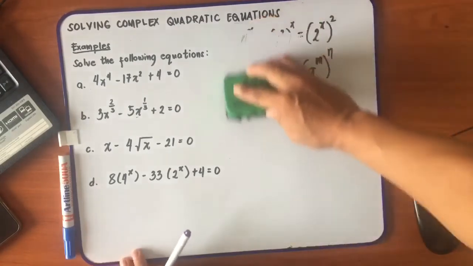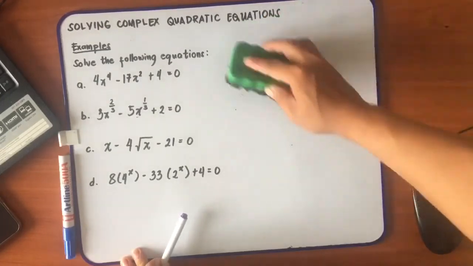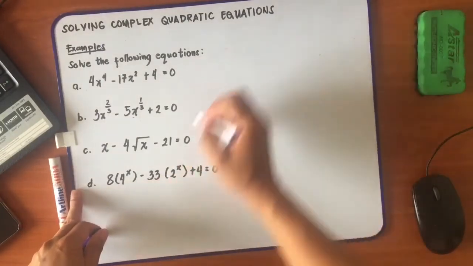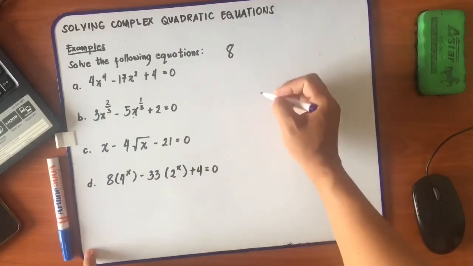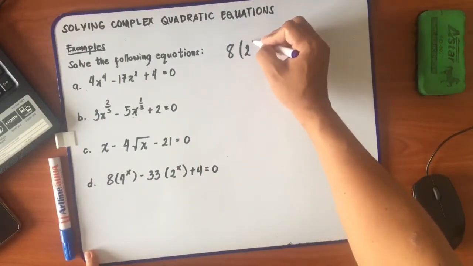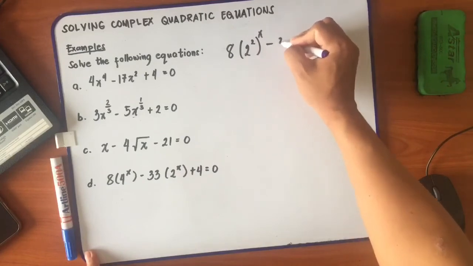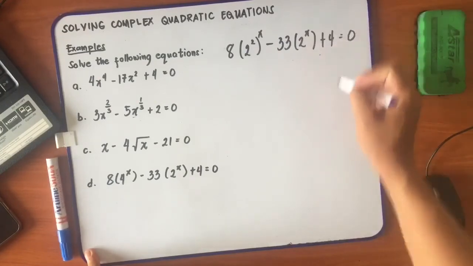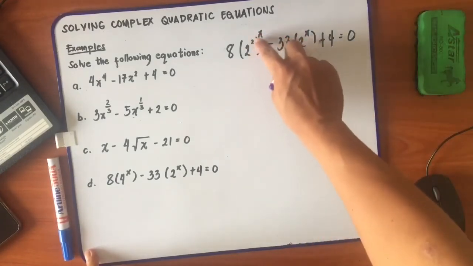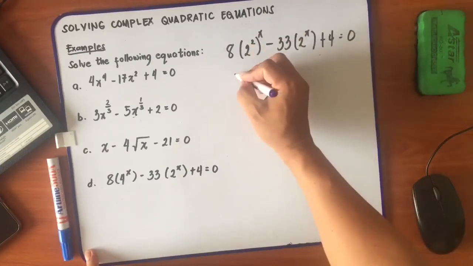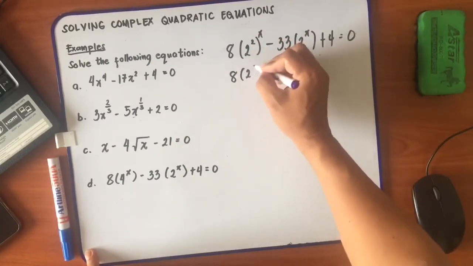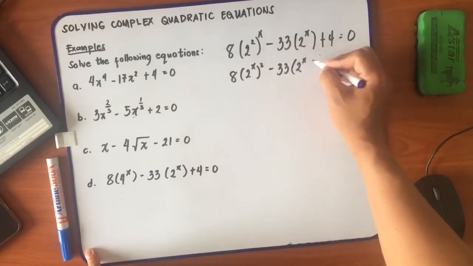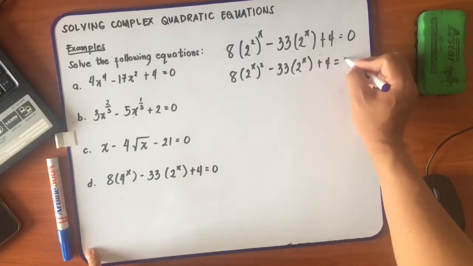Next, I'm just going to erase this. Let's go back to the equation. Again, this will become 8 times 2 to the power of 2, to the power of x, minus 33 times 2 to the power of x, plus 4 is equal to 0. Thus, the 2 and the x can be interchanged, so it will become 8 times 2 to the power of x, to the power of 2, minus 33 times 2 to the power of x, plus 4 is equal to 0.